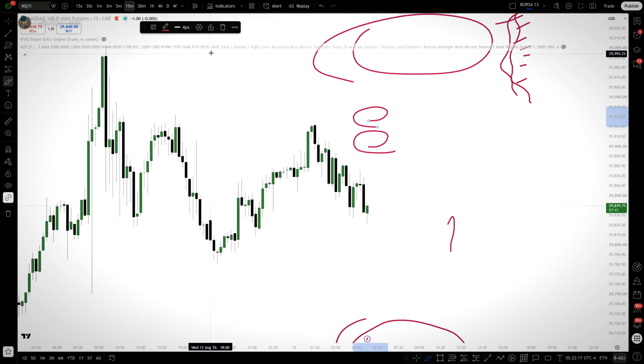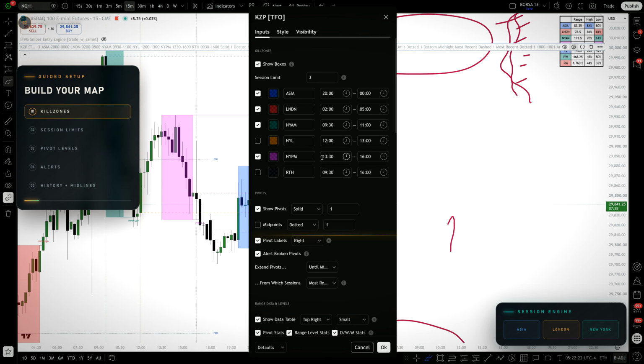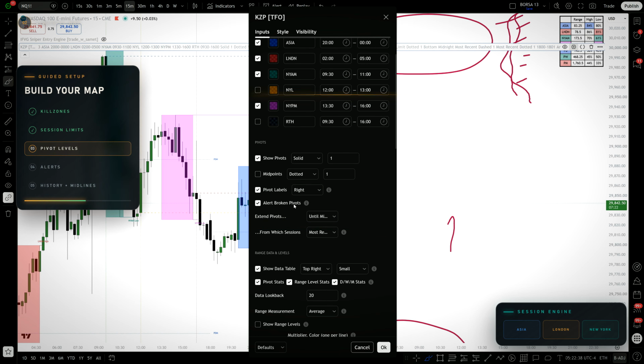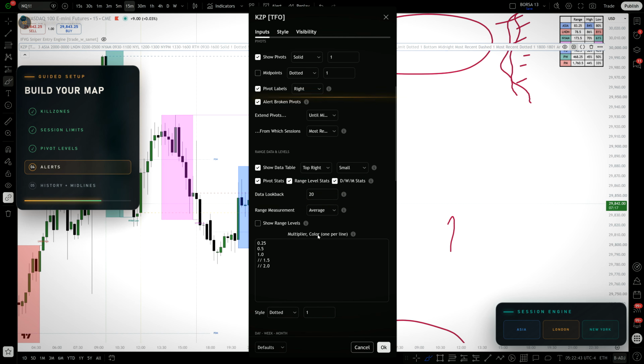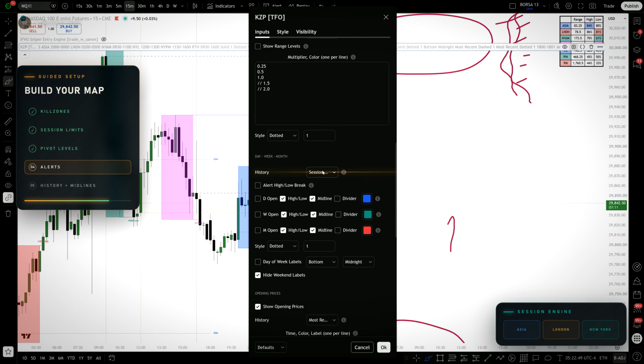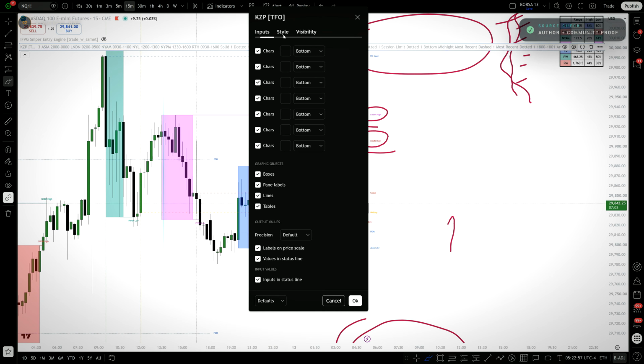I don't think so. So let's go to settings for this indicator and let's see what it is offering to us. You can enable these kill zones and you can limit the sessions and you can also enable and disable the pivot points, right? London high, London low, previous day high. And you can make alerts on the broken pivots. It's beautiful and you can change the multipliers and you can enable and disable the history of high and low, midline. You can do a lot of things with this free indicator.